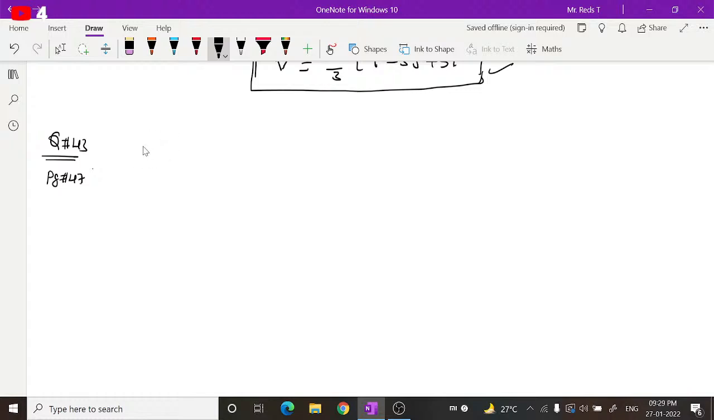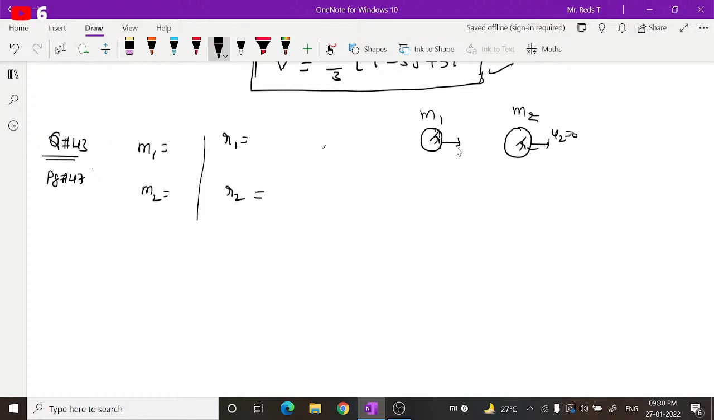So you have to take this as m1, and m1 and m2 are not given here. Instead of masses they have given radii, r1 and r2. The one which is having mass m1 has radius r1, and the one having mass m2 has radius r2. The one which is at rest, whose initial velocity is 0, let us consider as the second one. The one which is moving with initial velocity u1, we consider as the first one, m1.